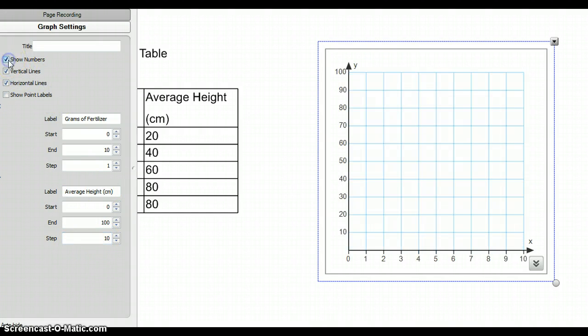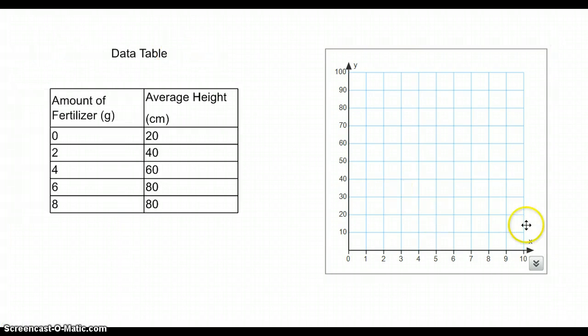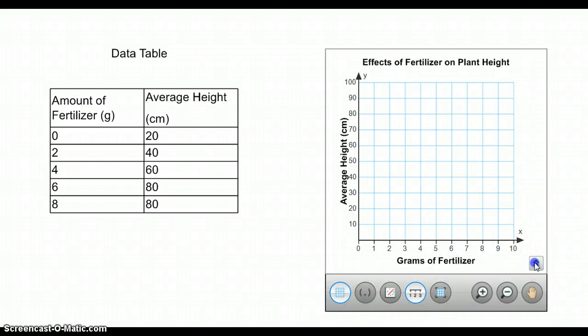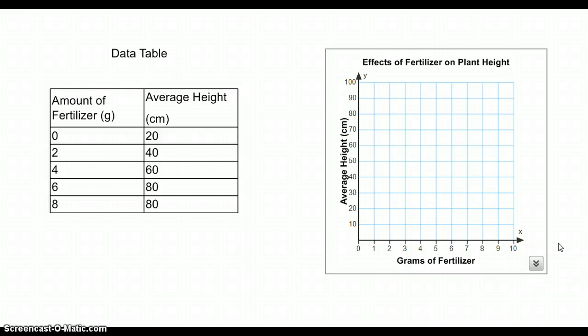Okay, so let's see what that looks like. I'm also going to make sure I show my labels. And don't forget we need an accurate graph title. So I'm going to have effects of fertilizer on plant height. Okay, let's save that. Now I need to make sure I can see everything. Oh, wrong one. Okay, so here is my complete data graph.